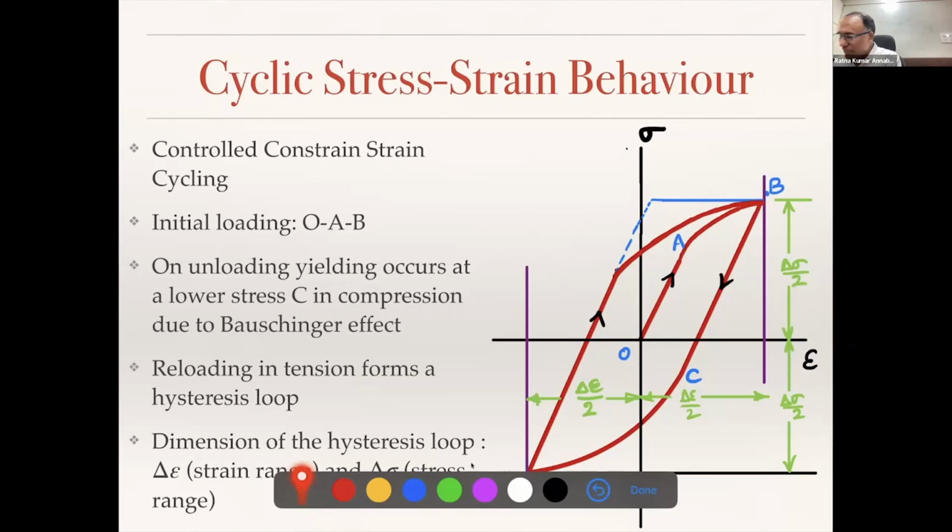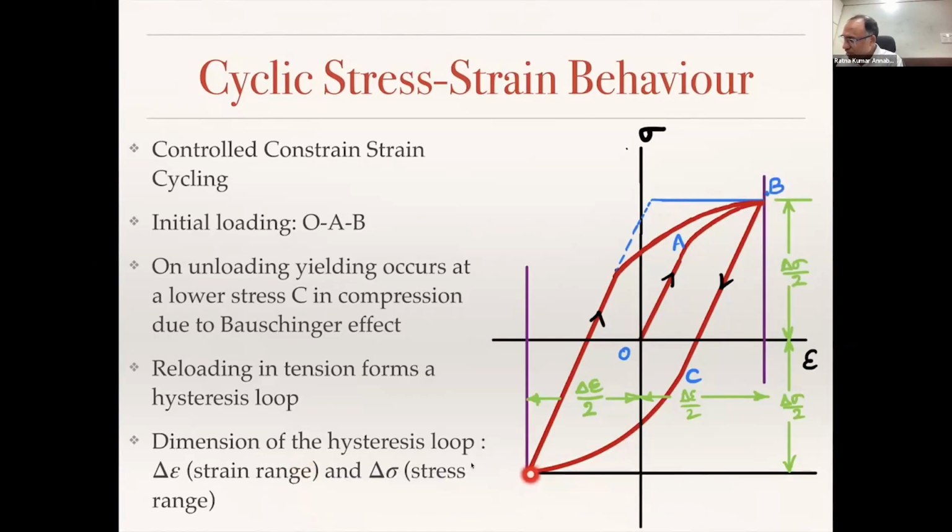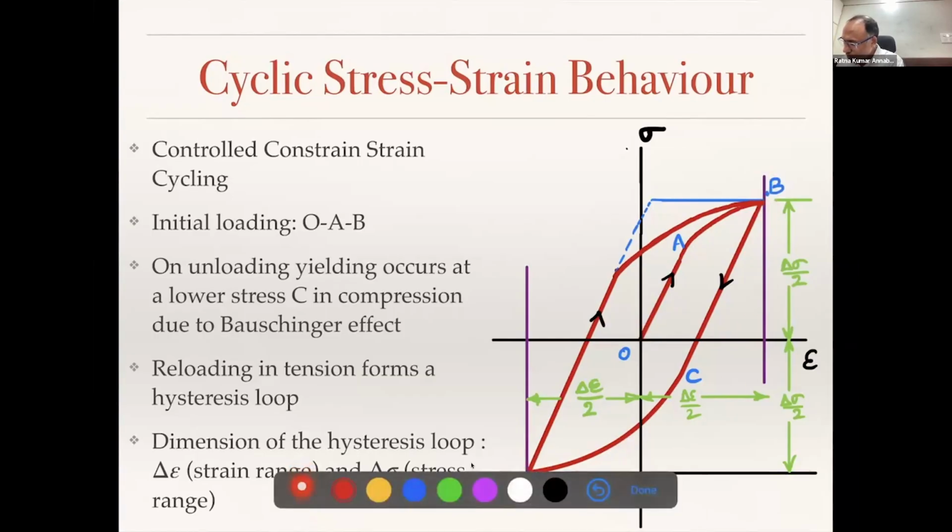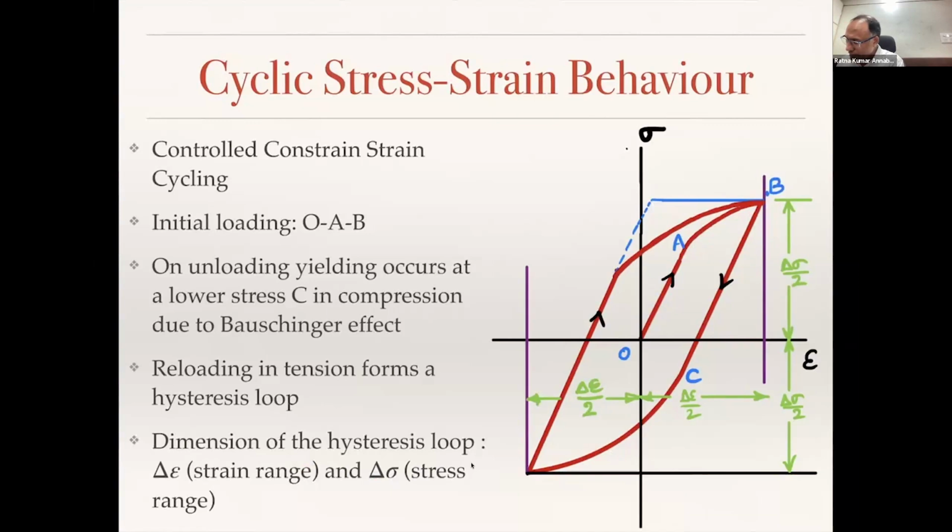Let us say you have a component. Here we are doing a controlled constant strain cycling. What is the meaning of that? You are cycling between, you are going from 0 to say epsilon b and epsilon b to this point. Let us call this point E, right?